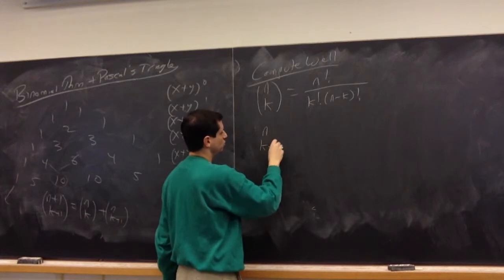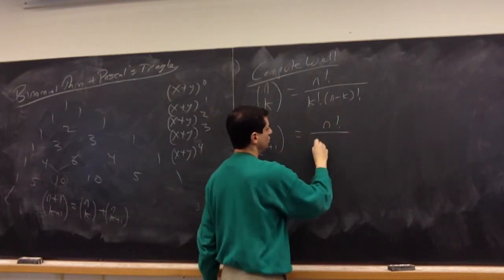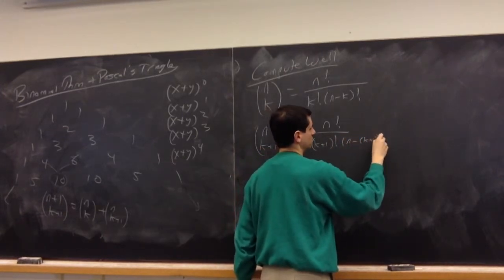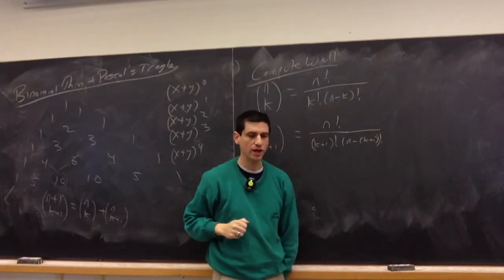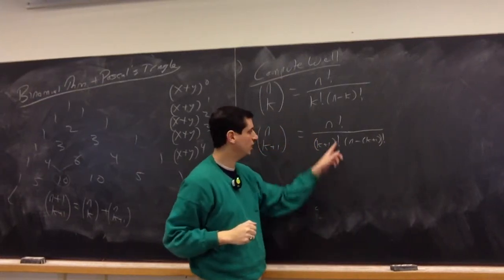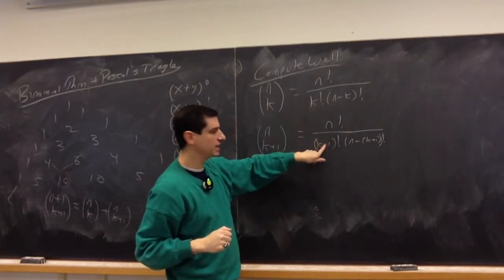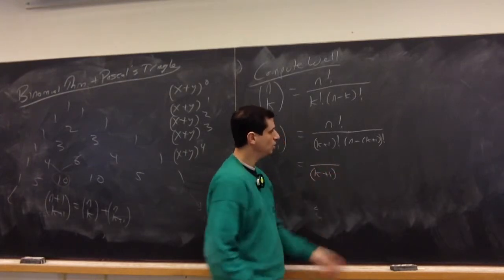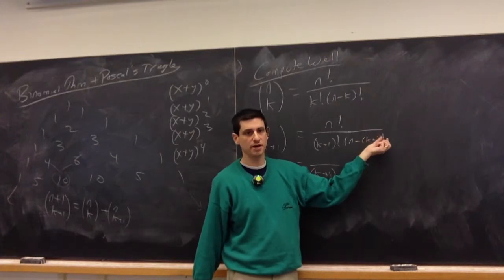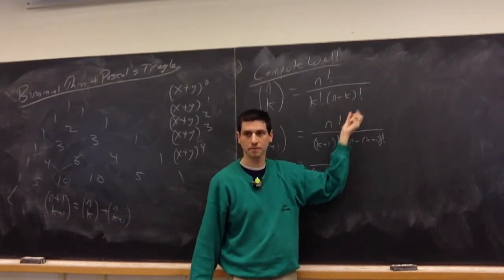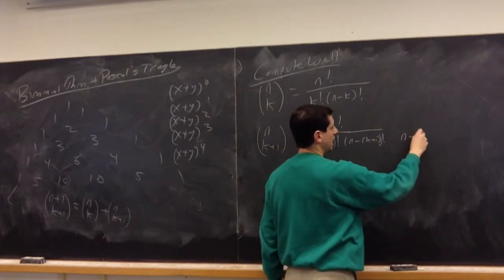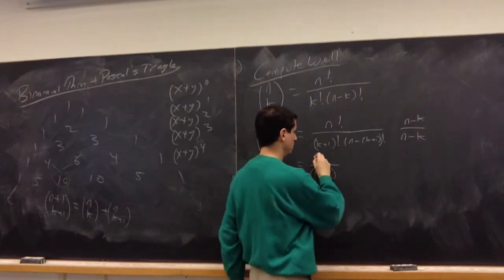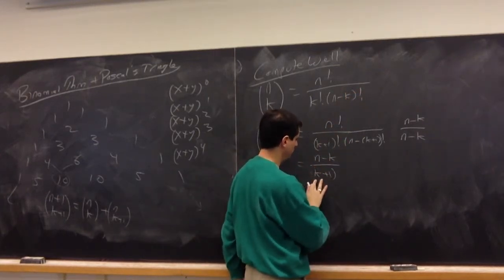N choose k plus 1 is n factorial over k plus 1 factorial times n minus k plus 1 factorial. And again, one of the reasons I want to do this is I want to emphasize parentheses. I want to emphasize how to do algebra. This looks a lot like this. I've got a k plus 1 factorial. I want a k factorial. Let me pull out a k plus 1. Over here, I'm going n minus k minus 1. I only want to go to n minus k. So what I want to do is multiply by n minus k over n minus k. And now this will be the same as the n minus k factorial. In fact, I don't need parentheses here.